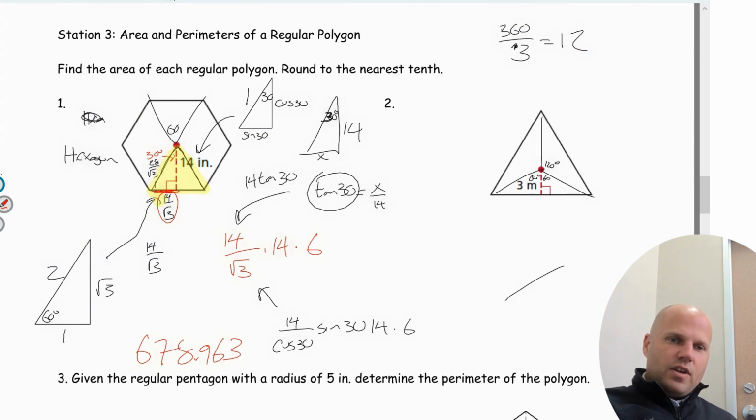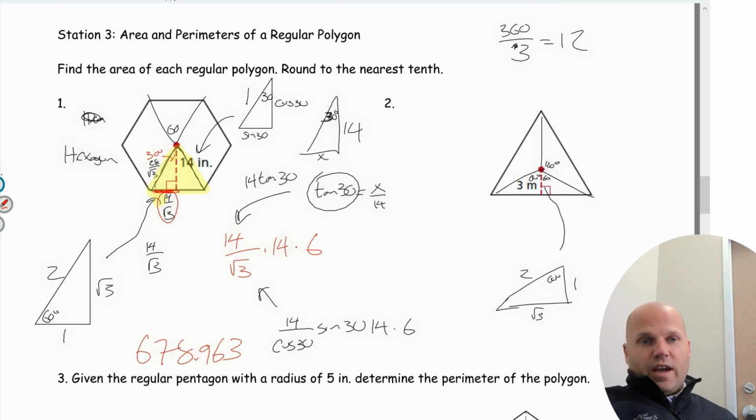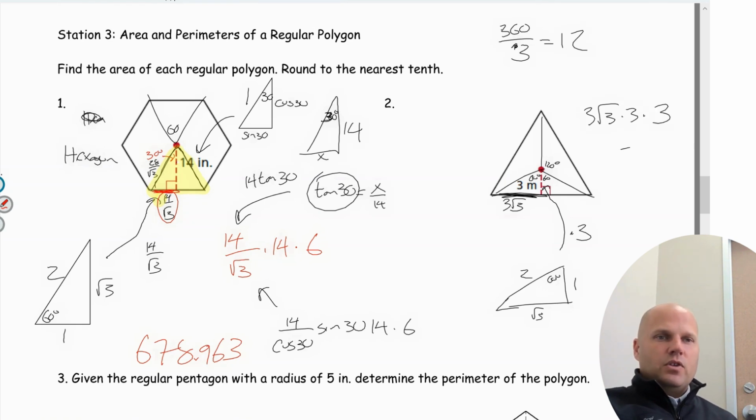This is great because we have another 30, 60, 90 triangle, only it's a 1, root 3, 2 in this orientation because this is the 60-degree angle. Which means the scale factor is actually 3, which means this base length is 3 root 3. So I would do it this way, and I would have half of my base times my height, 3 of them. So I got 27 root 3s.